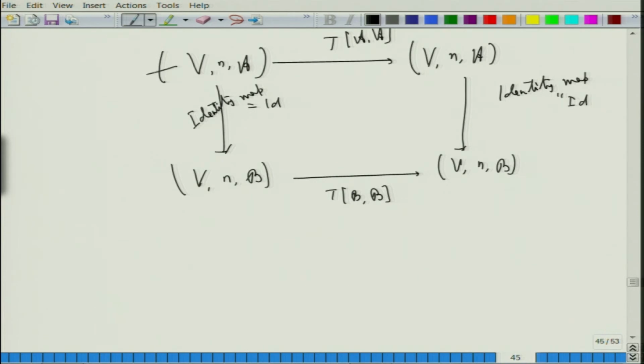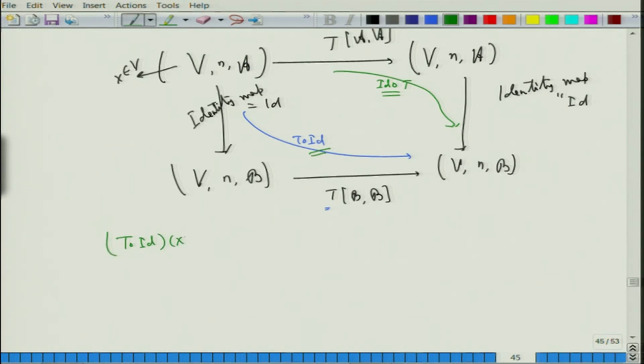So take any element here, say x belonging to V. So I am going to look at this composition of maps. T is coming here, so T composed with identity. This map will be, identity is coming here, so it will be identity composed with T. So there are two different maps here. Fine. So what is T o identity of x? It will be equal to T of identity of x, but the identity of x is x itself, so it is T of x itself, as identity of x is x for all x belonging to V.